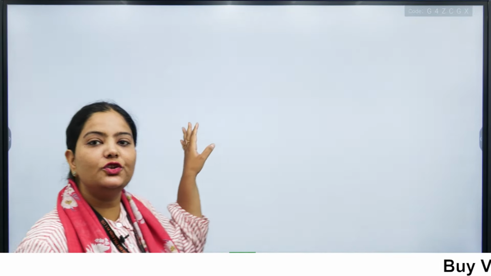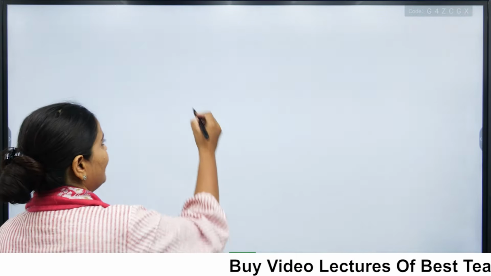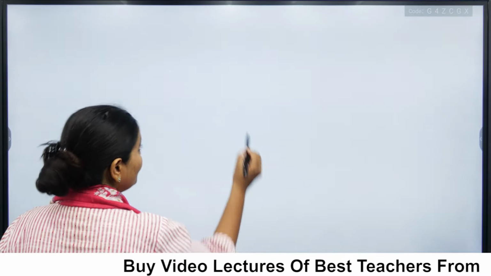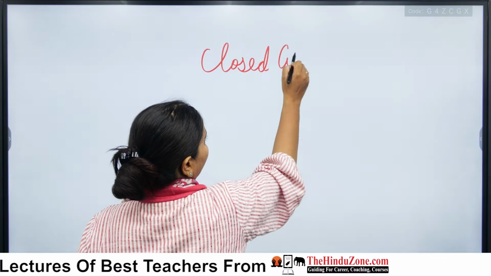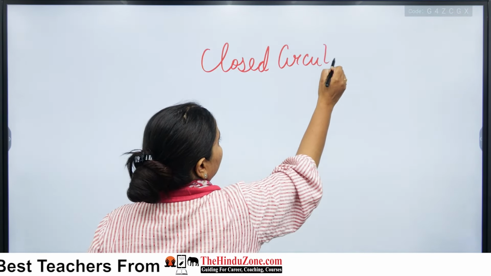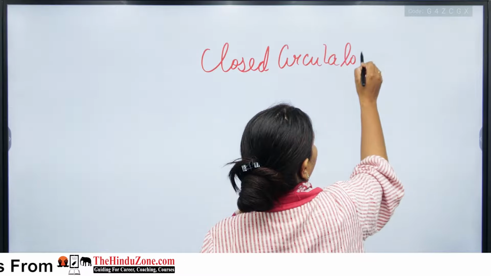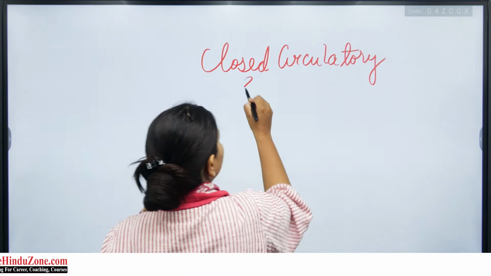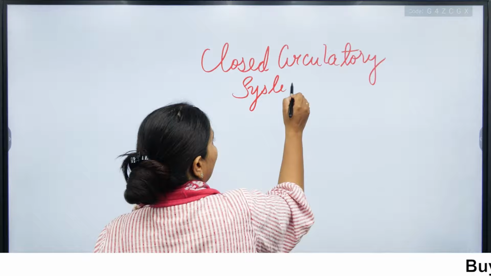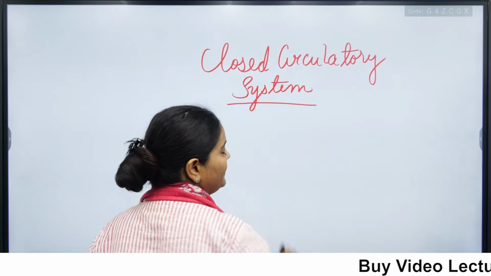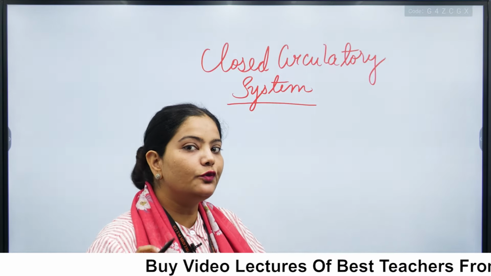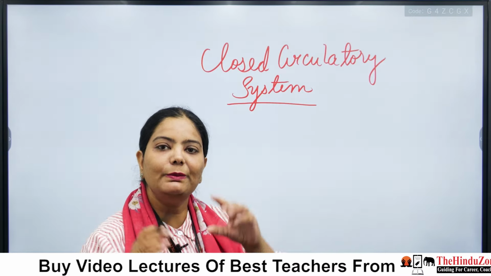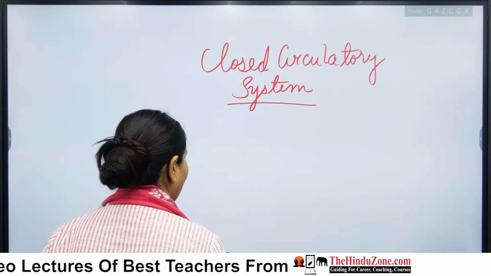First of all, we should know that our circulatory system is a closed circulatory system. So let's see what is this closed circulatory system. Bachcho, you should be well aware of the fact that this closed circulatory system is having a network of blood vessels. Okay, so we will be starting with the heart and I will be making it very easy for you. Okay, let's start with the heart.